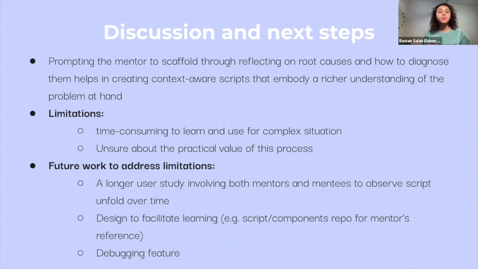And the last thing is a debugging feature to enable users to mitigate errors and also preview what the script would do when it runs, before actually running it.